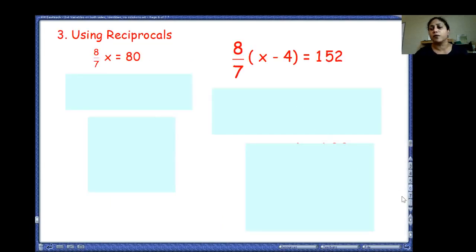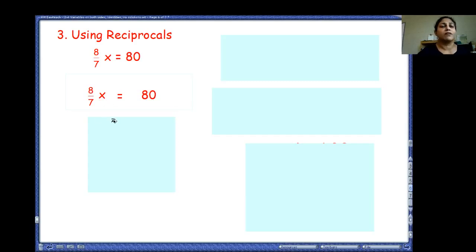And here's something new we are going to do today. What happens when we use reciprocals? Now, I'm just going to close this for a second. And let's say we have 8/7 x is equal to 80. Now, in order to remove the 8/7, we're going to multiply both sides by the reciprocal of 8/7. So what you're going to do is first identify the terms.